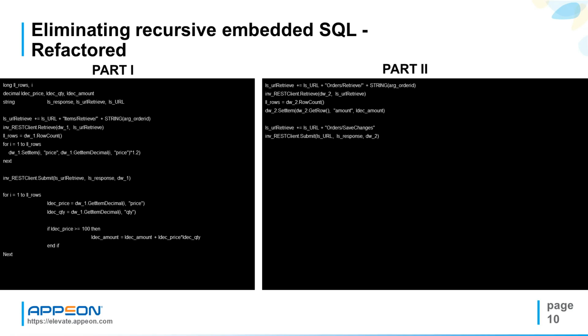So on part 2, you'll notice that we have set up a new URL with the new controller orders and the method retrieve, passing in an argument. So we are retrieving the second data window, and then we're catching the row count, setting the items as needed for the amount, and finally saving the changes. So this is how simple it is. Notice how many lines of code have been reduced in here. So now let's take a look at the next screen.